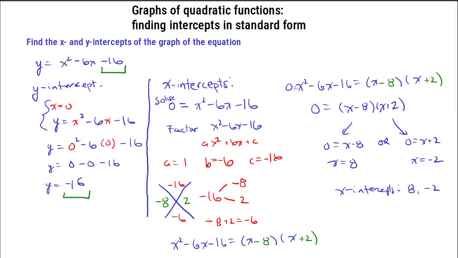And that's it. So to find the x-intercept, we had to factor and then use the zero product property. To find the y-intercept, we could just read it off from the standard form. It's the last, or the constant coefficient, the c value.